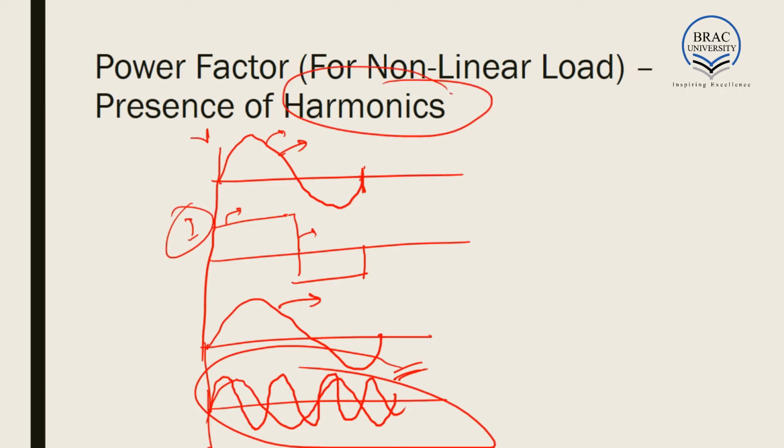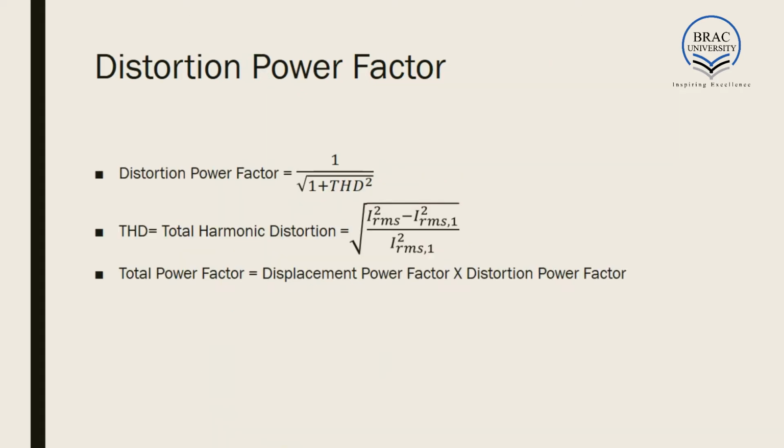These all create harmonics, and these harmonics create distortion in the output. The output, which is supposed to be sinusoidal, no longer remains sinusoidal, but its shape changes. Not necessarily will it be pulse-like. It can be something like this as well. What matters is that the shape of the current changes from the sinusoidal form.